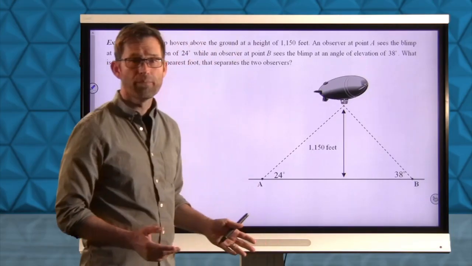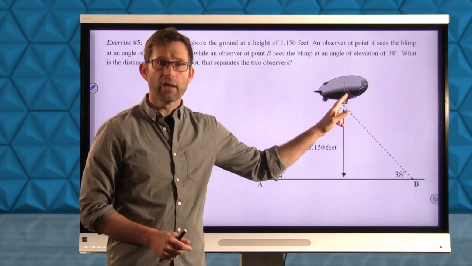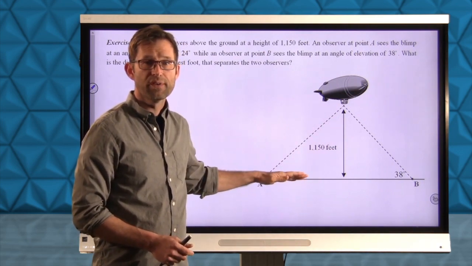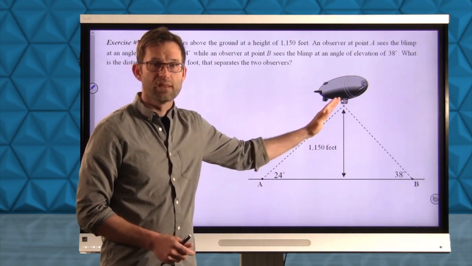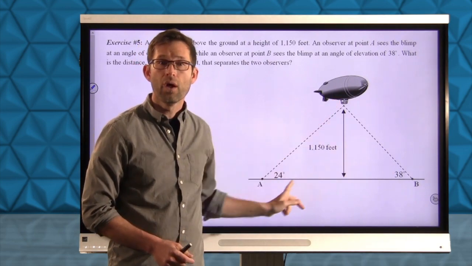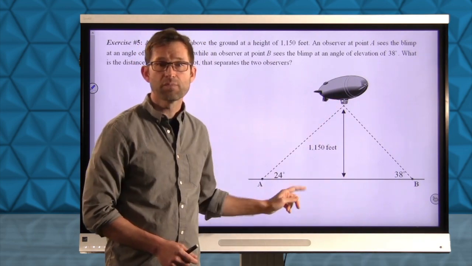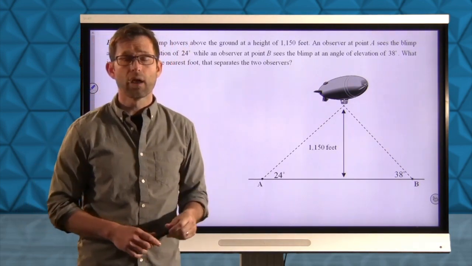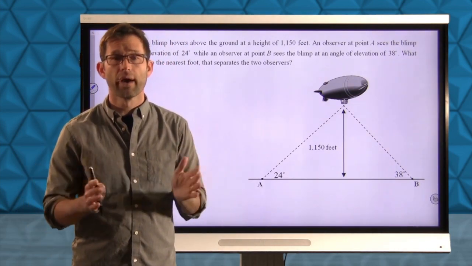So this is kind of cool, right? If we know the height of this blimp, and we know how much this person has to elevate in order to see the blimp, and likewise over here, we can actually figure out the distance between the two people. But the key is, again, with all right triangle trig, you must use right triangles.